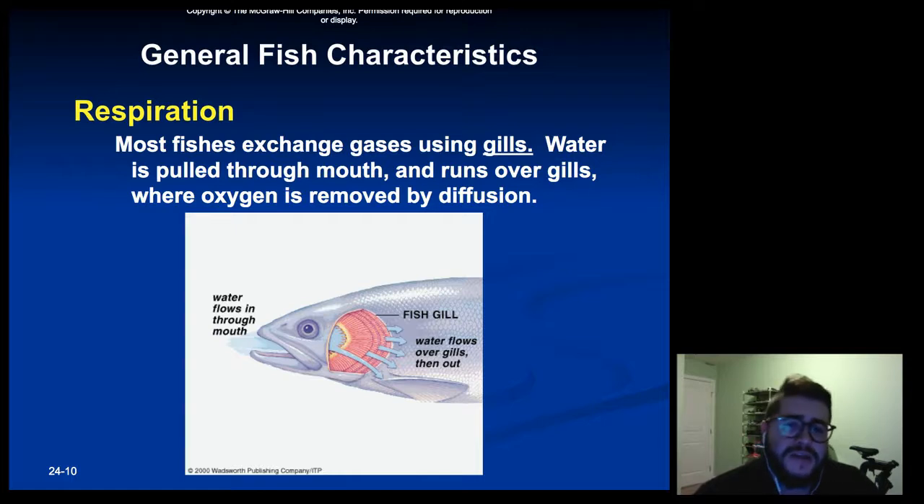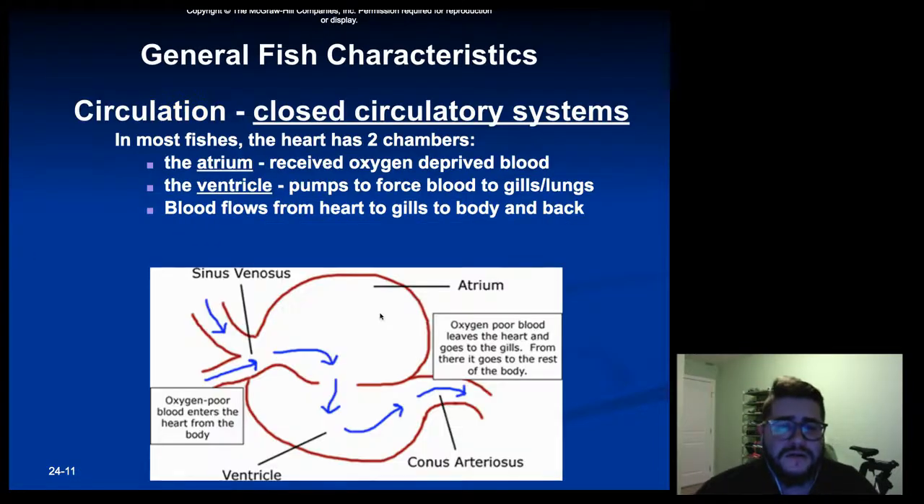Respiration in fish is done through gills. Water is basically pulled through the mouth. It runs over the gills, and oxygen is removed from the water that runs over the gills by diffusion. And then oxygen would then be pumped to the heart where it can flow to the rest of the body. And we can see how that would work here.